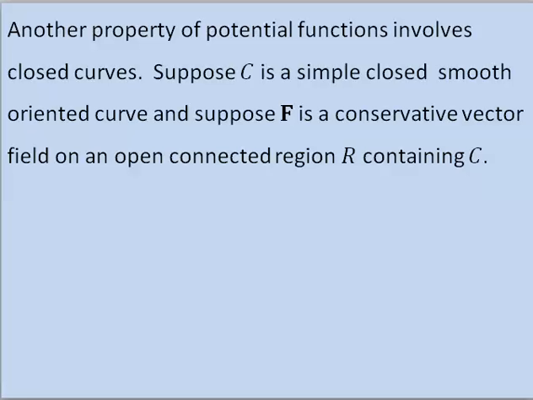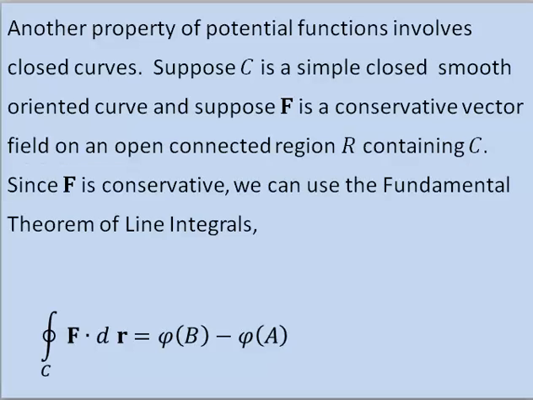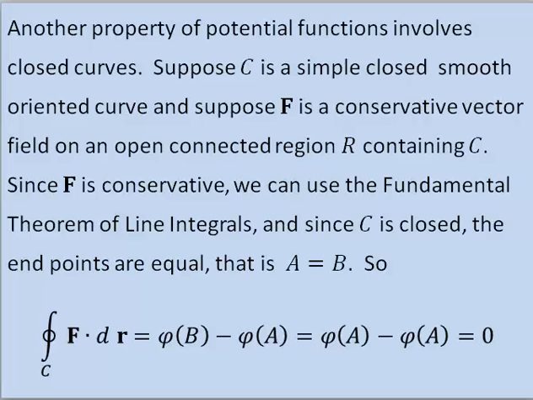Another property of potential functions involves closed curves. Suppose C is a simple closed smooth oriented curve, and suppose F is a conservative vector field on an open connected region containing our closed curve C. Since F is conservative, we can use the fundamental theorem of line integrals to evaluate the line integral. And since C is closed, the endpoints are equal, so the line integral over the closed curve is equal to 0.